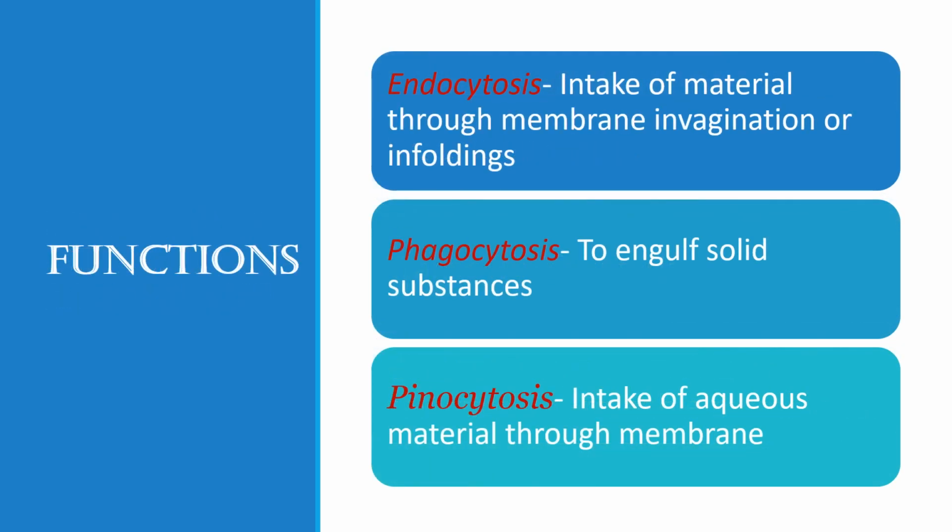Then the different processes that are involved in the movement of different ions are mentioned over here. Specifically, endocytosis is the mechanism through which the cell membrane will engulf or invaginate different sorts of materials. And then the intake of solid material is mentioned as phagocytosis, whereas pinocytosis is the process in which liquid or aqueous material passes through this membrane.